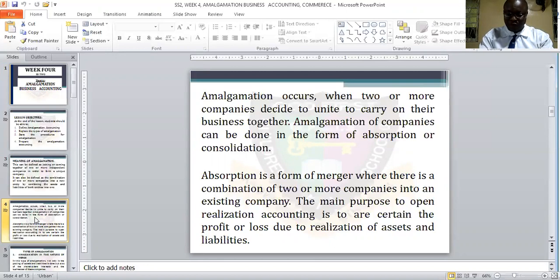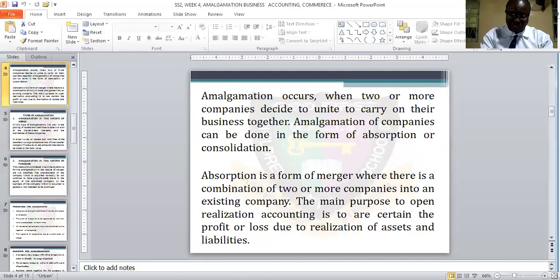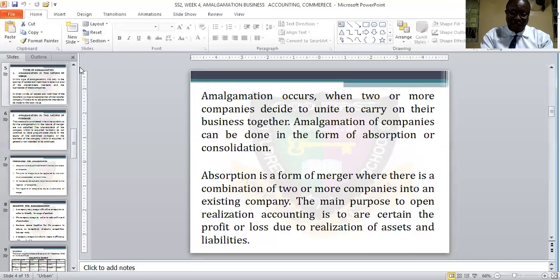And so there's need for us to open a realization account. It's compulsory. We are going to open it. The purpose of doing this is to ascertain profit or loss due to the assets and liabilities. So we are going to open the realization account when we get to the normal accounting procedure, and we are going to look at the preparation of the realization account.